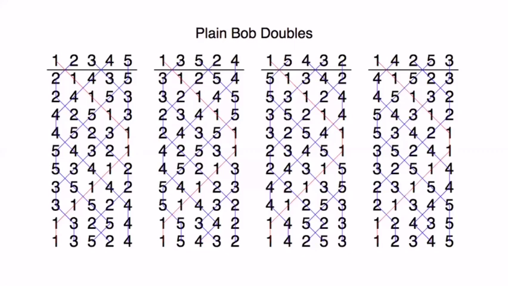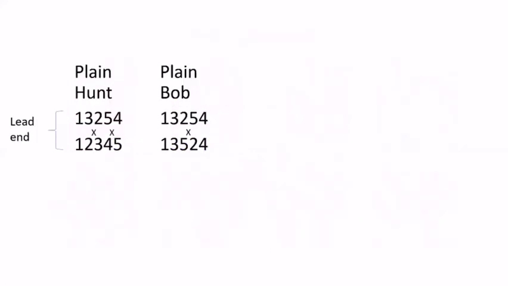That's still not enough. The extent is 120. So we need to do something different again. You see there, we've got our first different change for plain hunt, which was our plain lead of plain bob, with the bell in seconds place staying where it is, the bell in fifths place staying where it is, and the other two crossing.